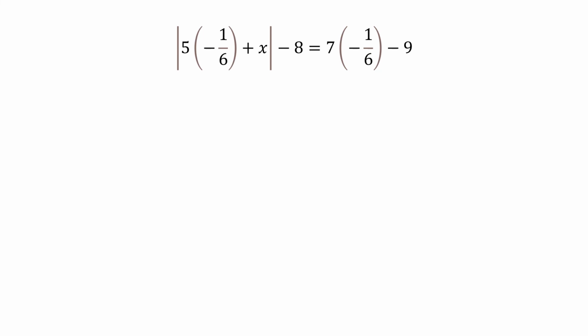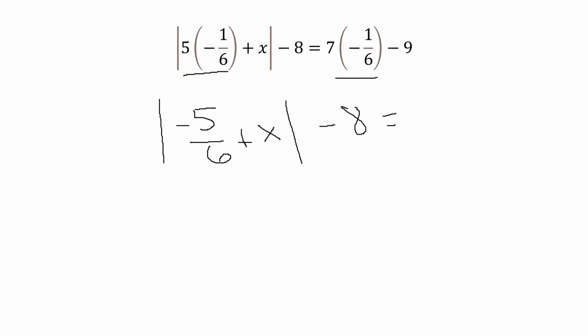Your rule of thumb when it comes to any mathematical problem is to simplify first. If I can simplify things before I start moving anything, I need to do that. So I'm going to simplify inside of this absolute value sign, and I'm going to go ahead and multiply that. So 5 times negative 1/6 is negative 5/6, and go ahead and leave your fraction as an improper fraction. It's going to make it easier. 7 times negative 1/6 is negative 7/6 minus 9.